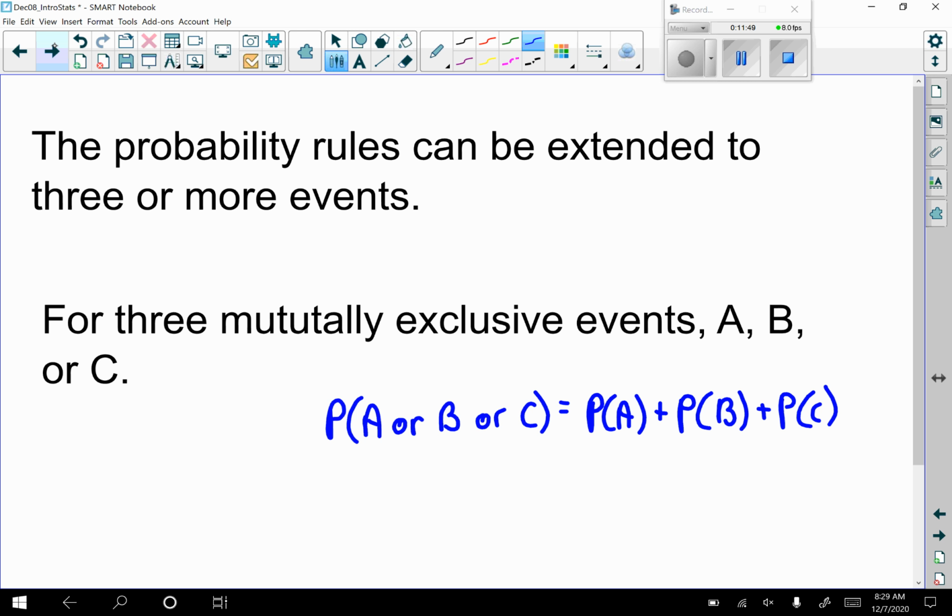All right, so the probability rules can be extended to 3 or more events as well, and it just goes along with just adding the individual probabilities. And again, I'm just showing you this for mutually exclusive events. The probability of getting A or B or C is just the sum of their individual probabilities.